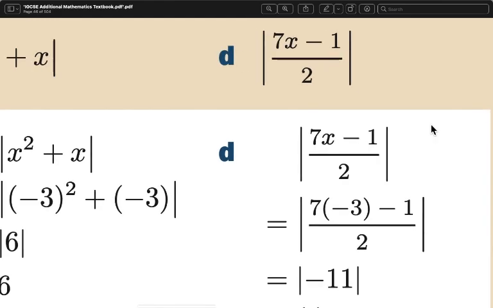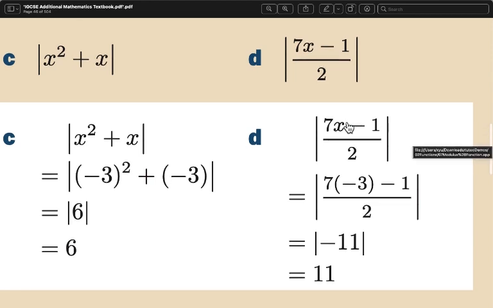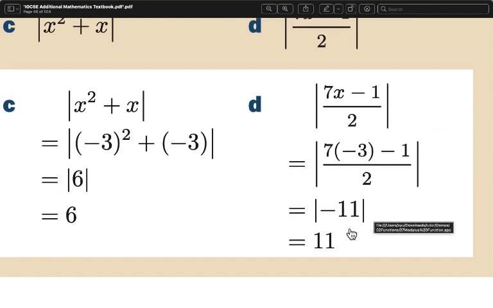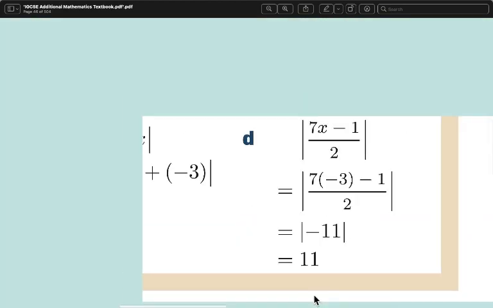Now, look at this equation right here: the modulus of (7x plus -1) divided by 2. You finish everything inside the modulus first. So when x equals -3, 7 times -3 is -21. -21 minus 1 is -22. -22 divided by 2 is -11. However, for the modulus, you ignore the sign up front and only obtain the real number. So the answer is 11.